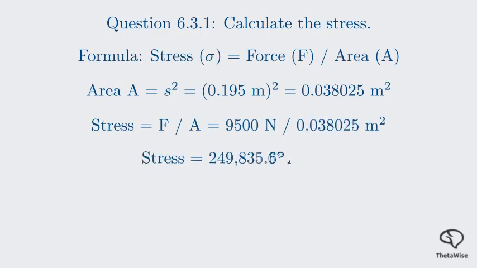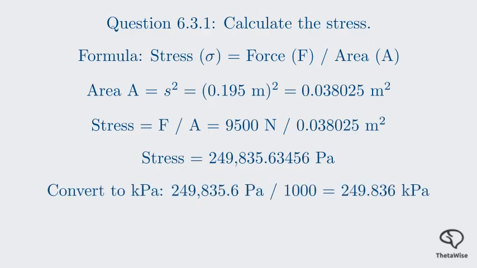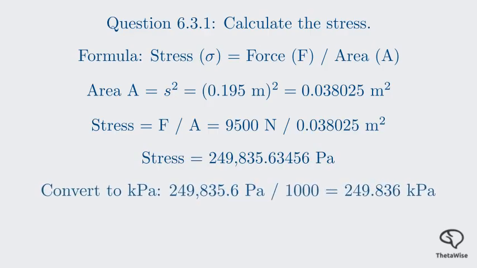The result is approximately 249,835.6 pascals. A pascal is a newton per square meter. The memo gives an answer in kilopascals. Let's convert our answer to match. To convert pascals to kilopascals, we divide by 1,000.